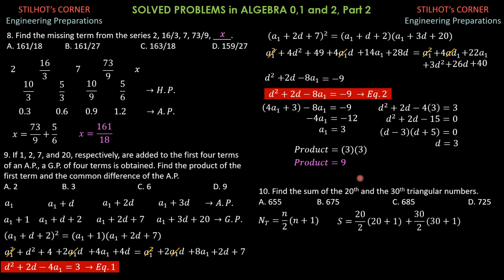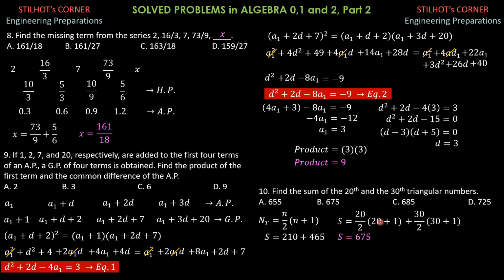Then we have problem 10. Find the sum of the 20th and the 30th triangular numbers. The nth triangular number is also the sum of the first n counting numbers, and it is n over 2 times quantity n plus 1. So therefore 20th, so 20 over 2, quantity 20 plus 1, then 30th, 30 over 2 times 30 plus 1.